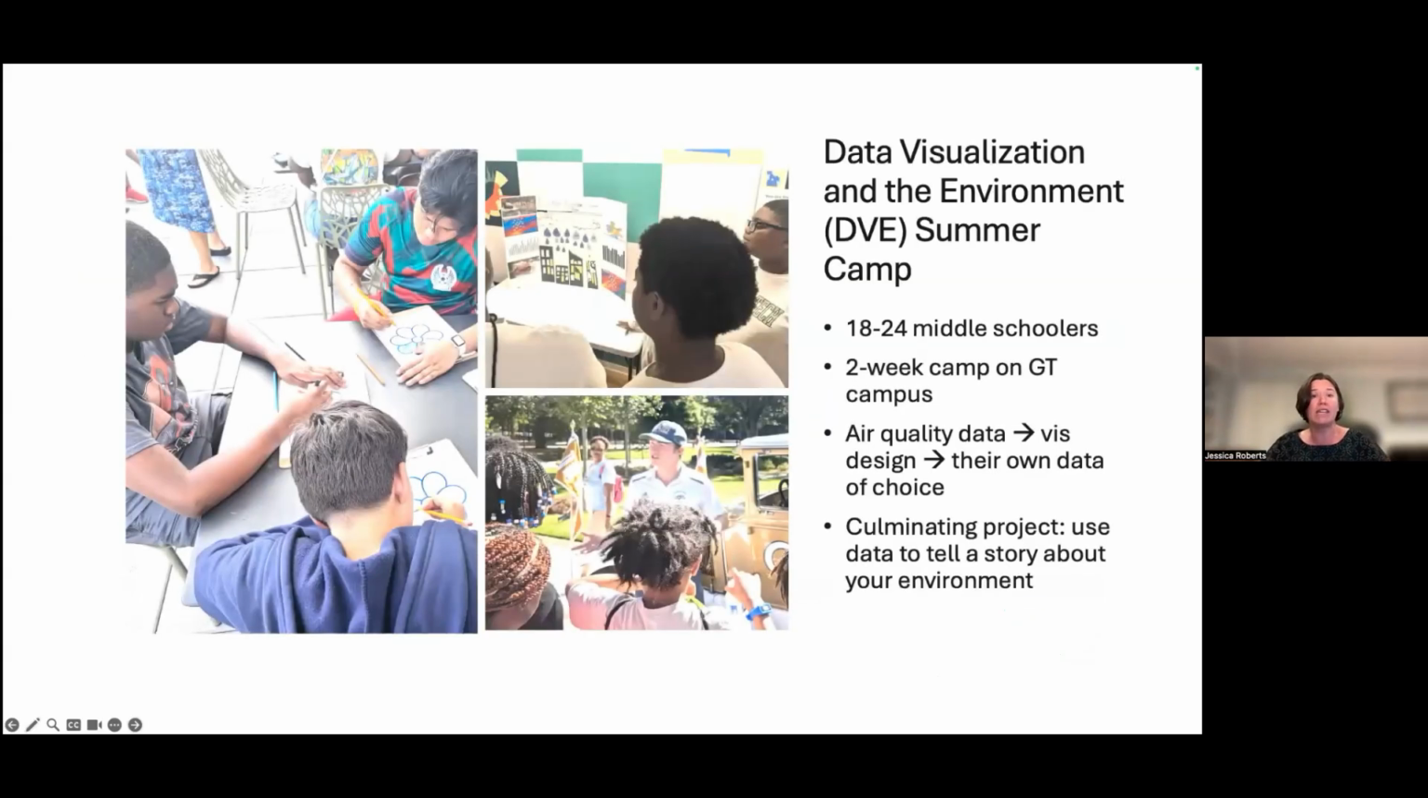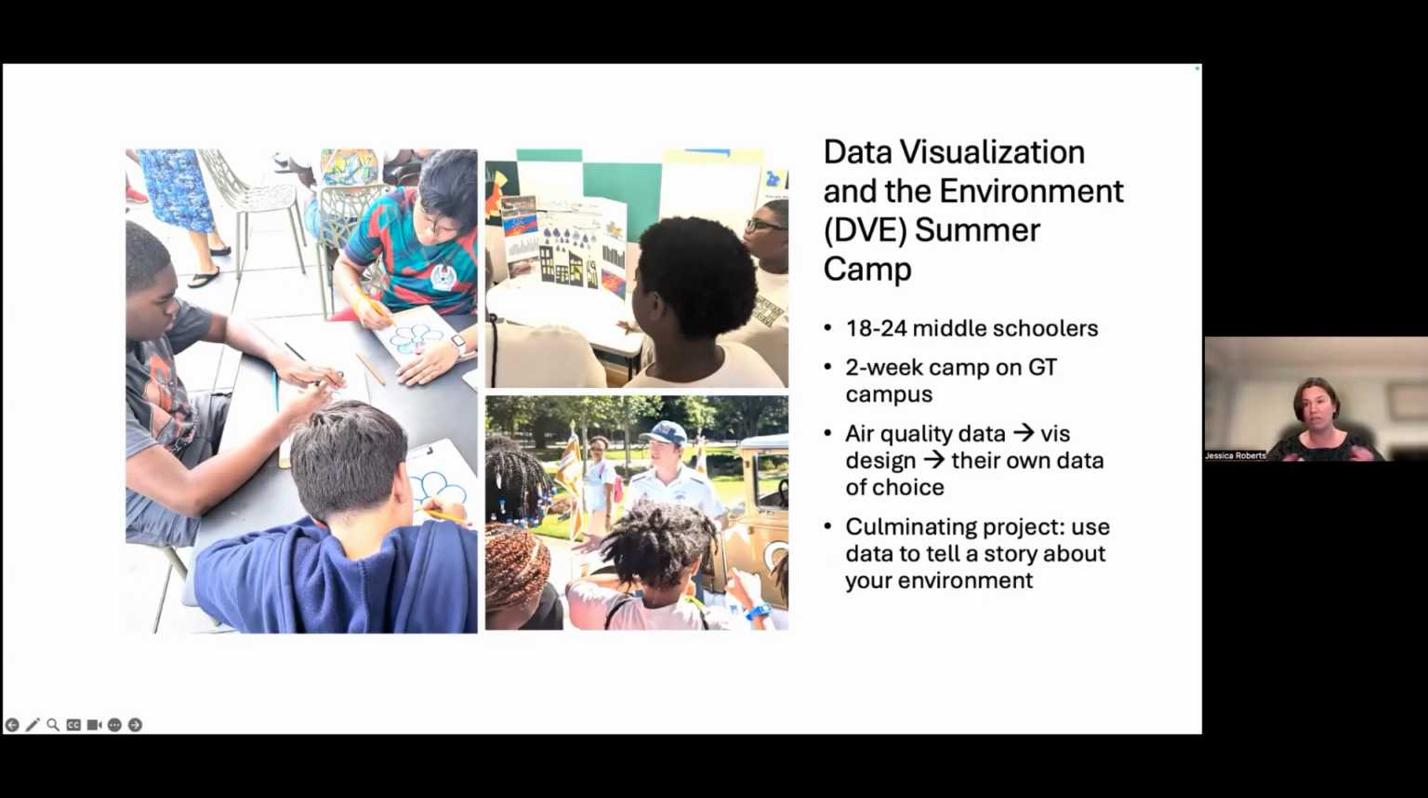And this camp we call the DVE, or Data Visualization in the Environment Summer Camp. We've run it 2 years so far. We have our final camp coming up this June. We aim for about 20 middle schoolers who come into our campus at Georgia Tech for a 2-week fully funded experience where they do all sorts of different activities in and around Georgia Tech's campus, with a culminating project where they should be able to use data to tell a story about their community or their environment.